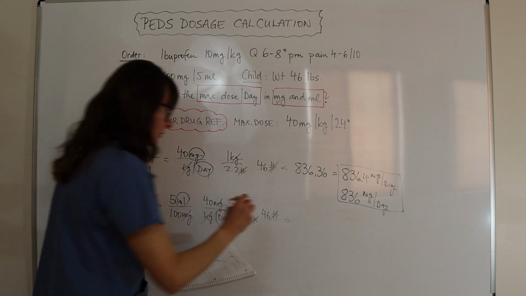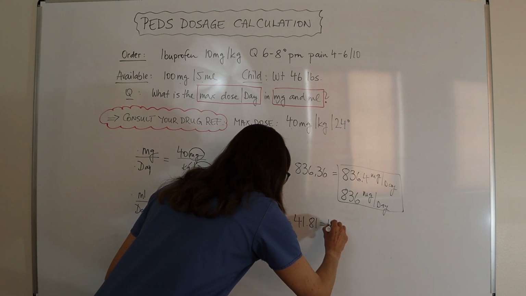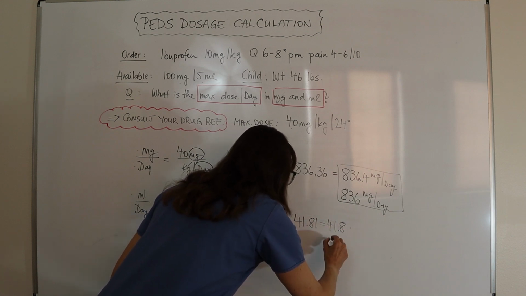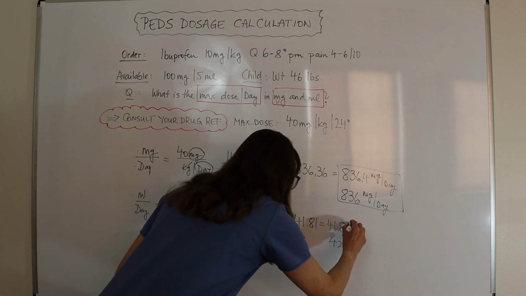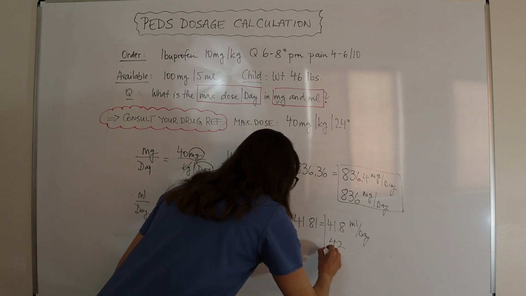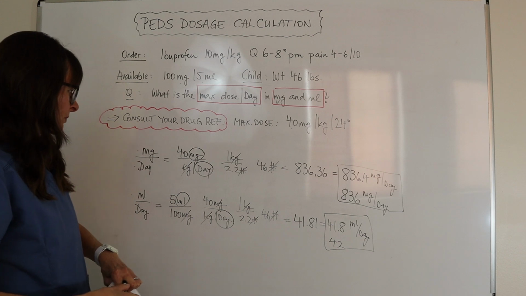And this comes out to 41.81. So that would be 41.8 or 42 milliliters per day. Again, depending on whatever rounding rules apply.